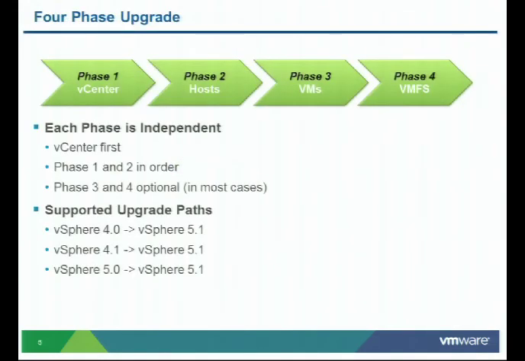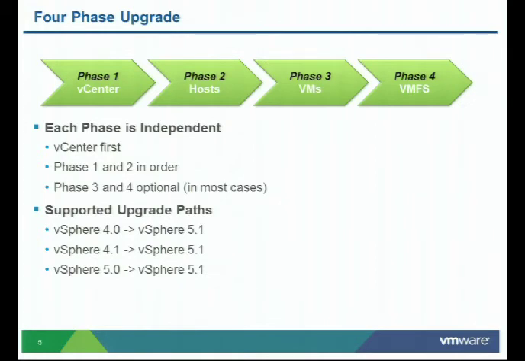upgrading vSphere is really 4 phases. So 4 basic phases you want to go through. Phase 1, upgrade your vCenter server. You're always going to want to start with vCenter first. You need to be running the latest version of vCenter in order to manage the latest version of your ESXi host or your vSphere host. After you upgrade vCenter, you want to move on to Phase 2, which is upgrading your host. Phase 1 always has to come first, followed by Phase 2.